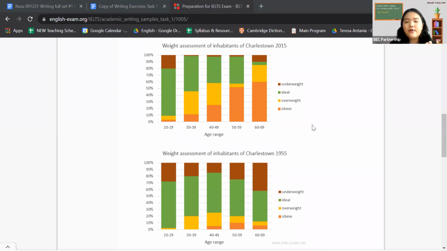Okay. Say you have a graph like this. I'll give you some time to understand first. That's right.